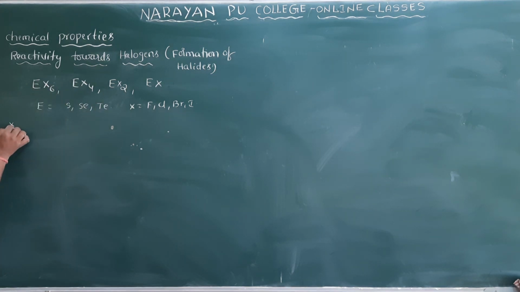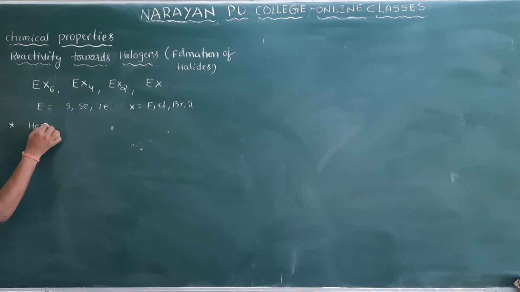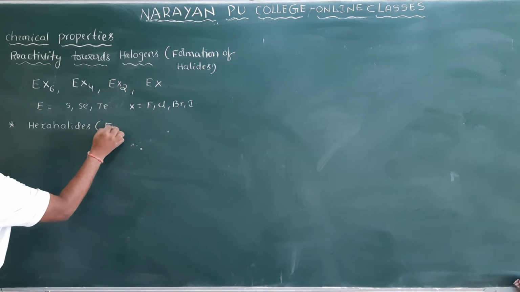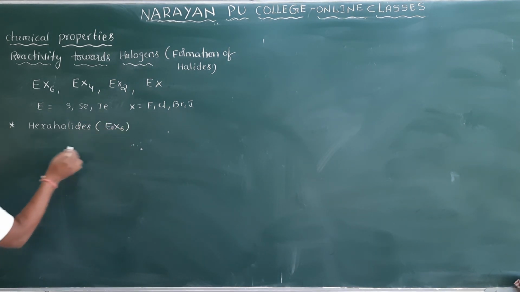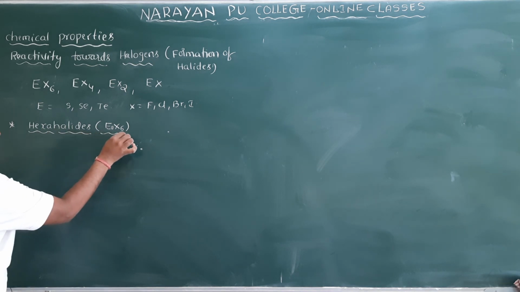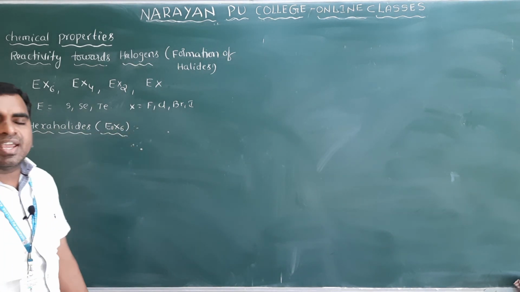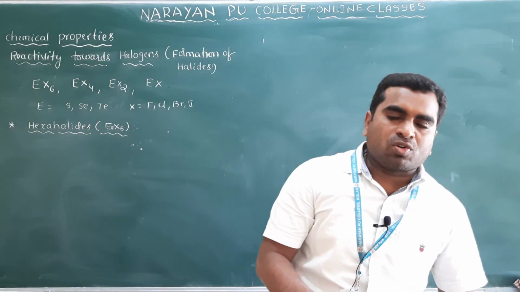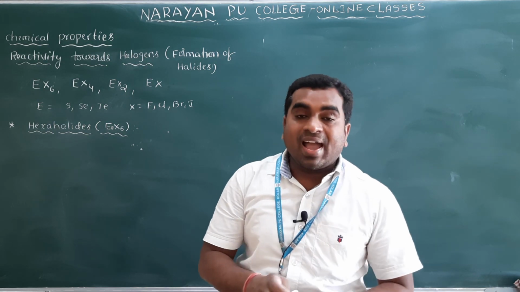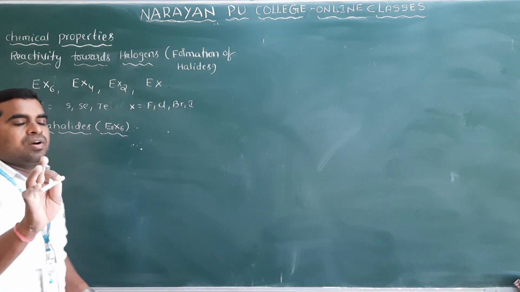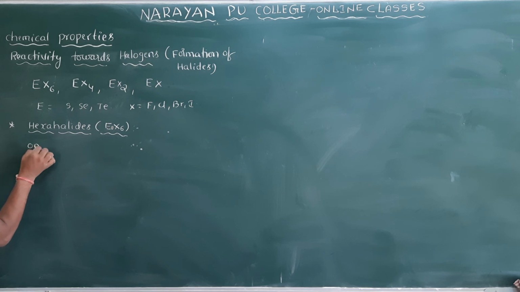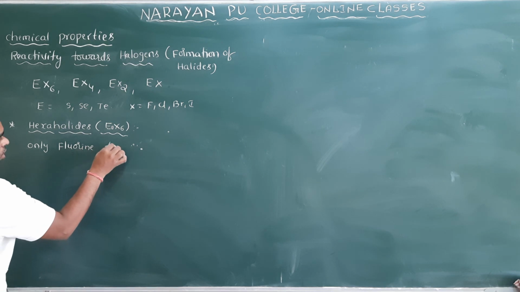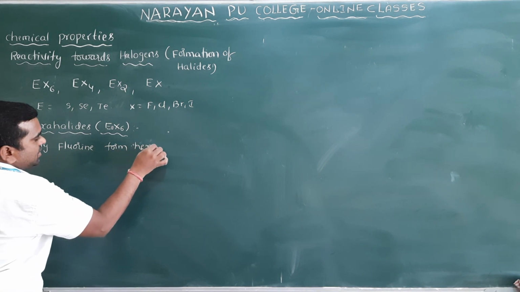Put the first heading here: hexahalides. Clear? What is the formula here? EX6. Mainly only fluorine can form hexafluorides. Remaining chlorine, bromine and iodine cannot form hexahalides. Only fluorine can. So write the first point here: only fluorine forms hexafluorides.